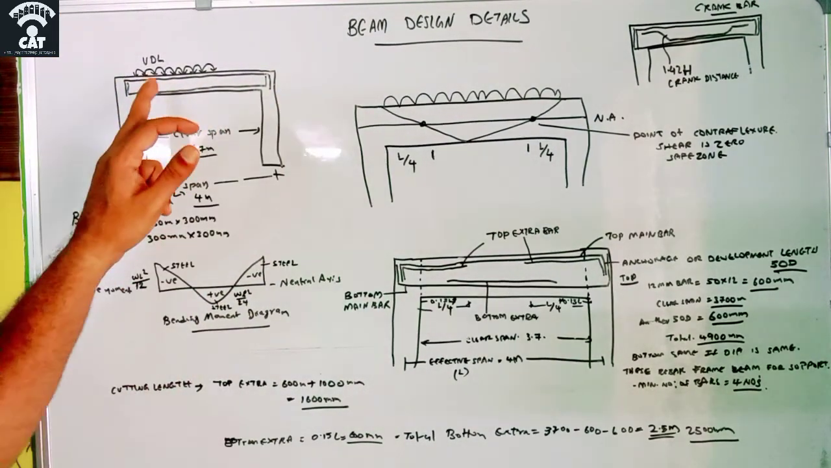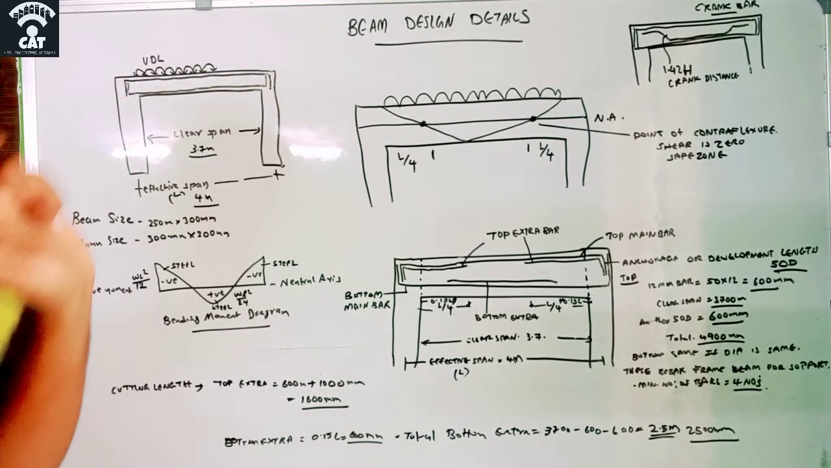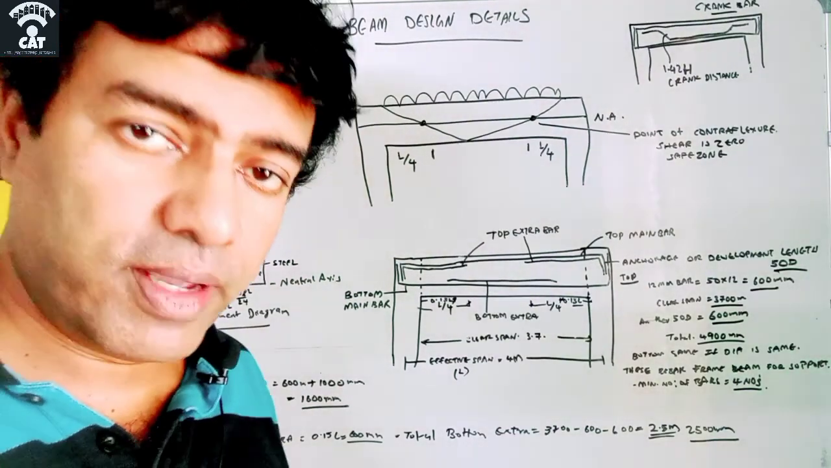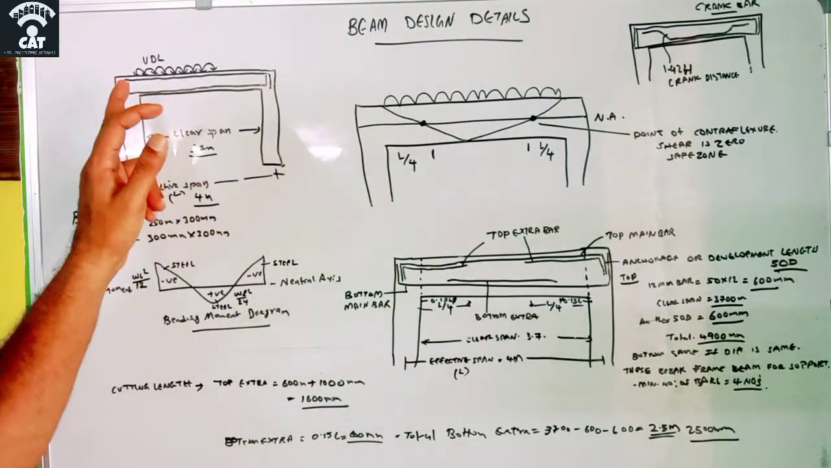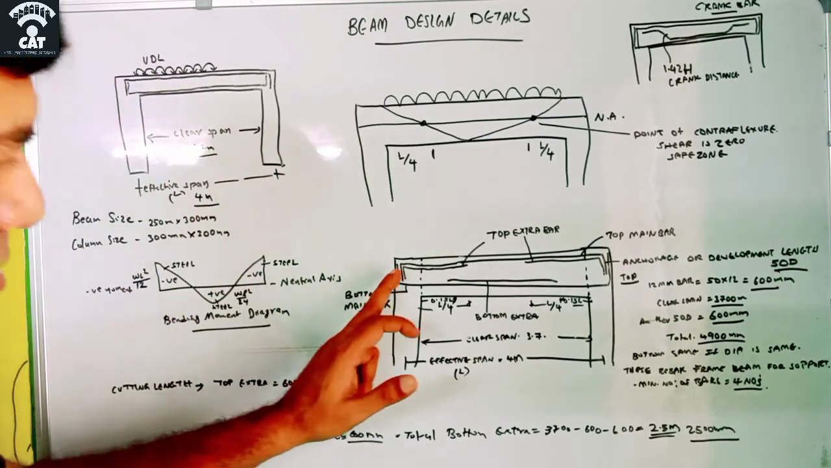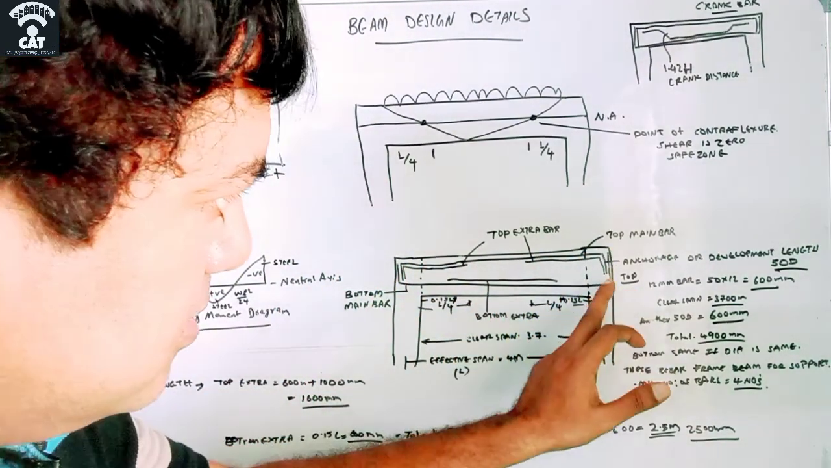So how can we know the length of this top main bar? Let us take the case of the top main bar only. Top main bar means, if we are taking this length, this is the top main bar.